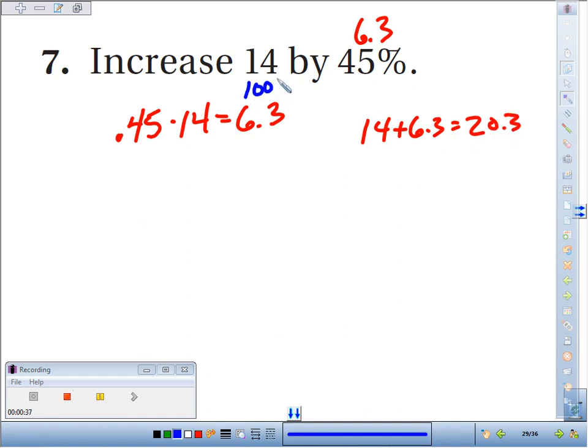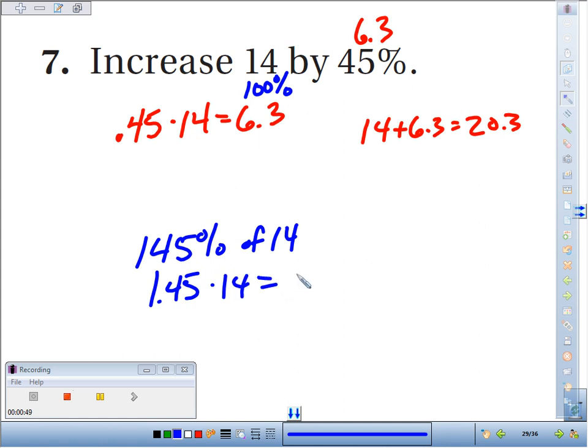Another way to think of it, I think a little easier. 14 is 100% of the original. We're going to increase that by 45%, so you got a total of 145% of 14. Decimal is 1.45. Of means times 14, and you're going to get the exact same thing, 20.3.